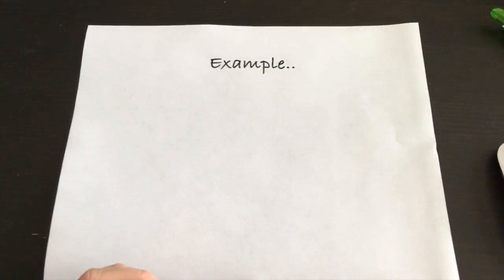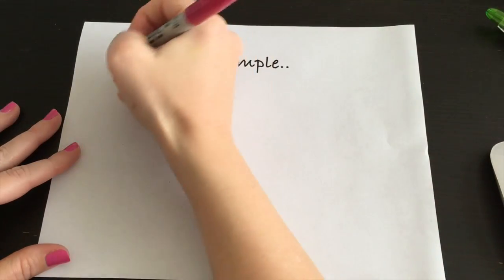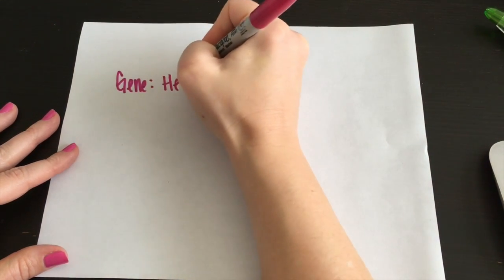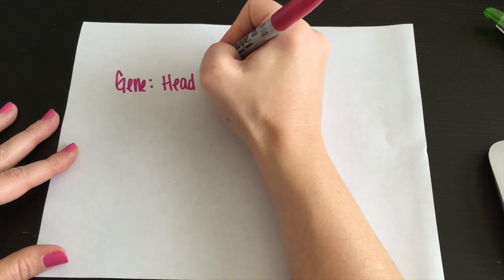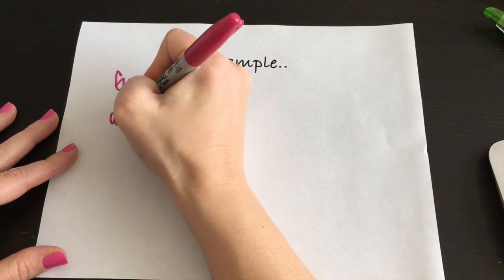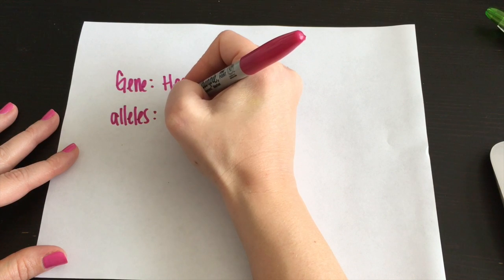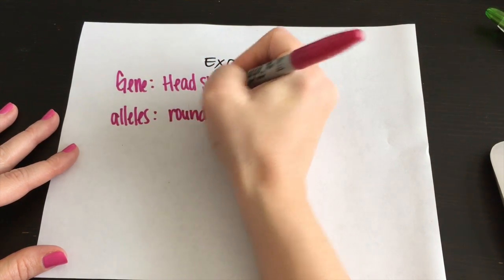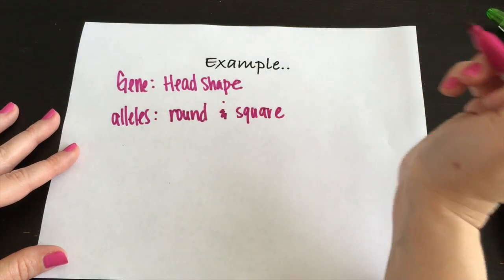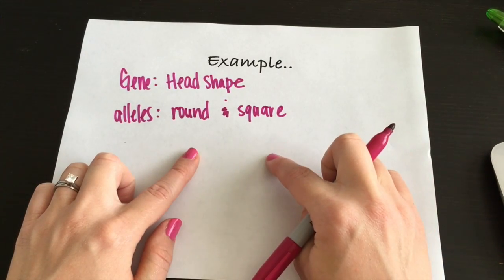All right, so let's look at an example. Let's look at the gene head shape, and it's just some arbitrary silliness. And our alleles are going to be round and square. So you can either have a round head or you can have a square head.